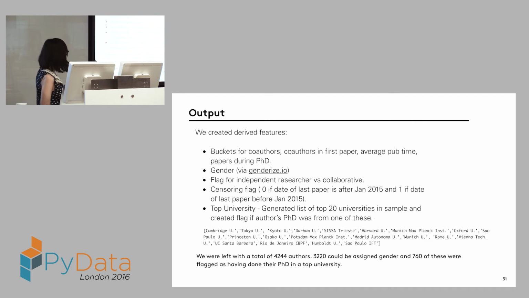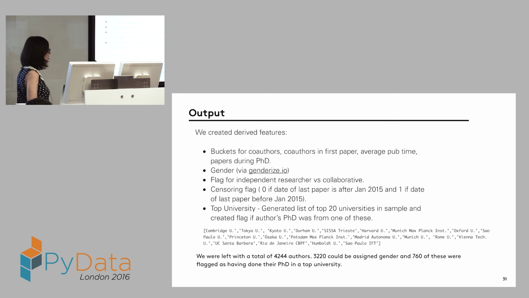And then we created some derived features because I wanted to analyze these covariates, so buckets for co-authors, co-authors in first paper, average publication time. All this feature selection came almost from experience and from me understanding how it works. I classified authors and assigned genders using the GenderAPI.io API. So basically they have a huge database of names, and they tell you if it's female or male with some probability. There's a flag for whether you are an independent researcher or a more collaborative one, based on the ratio of number of solo papers versus papers with more authors. Censoring flag. Top university, which was generated by listing the top 20 universities in the sample and creating a flag if the author's PhD was from one of these. And these are the ones that appeared just from my analysis, but then there are some caveats about the names because of what I told you. So we were left with this total.